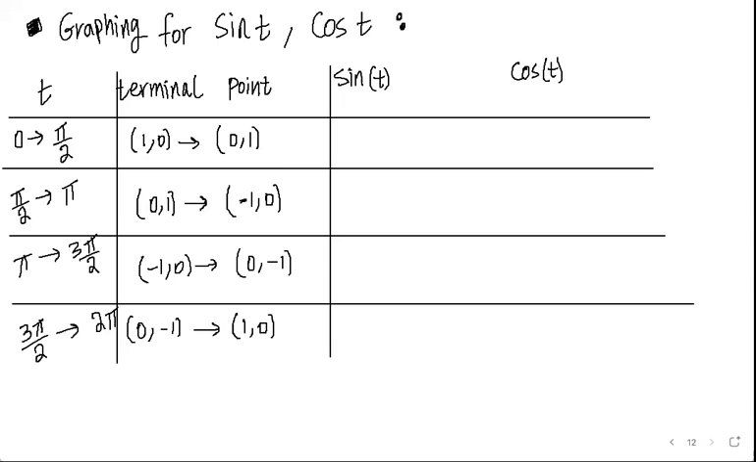So the sine, like I said before, is only the y value. So this means it goes from 0 to 1 only. Here from 1 to 0. Here from 0 to minus 1. And here from minus 1 to 0.